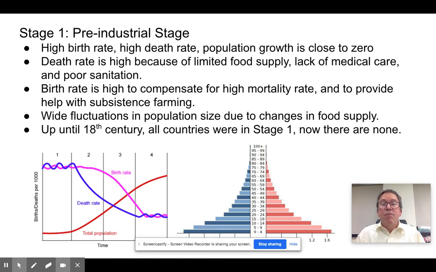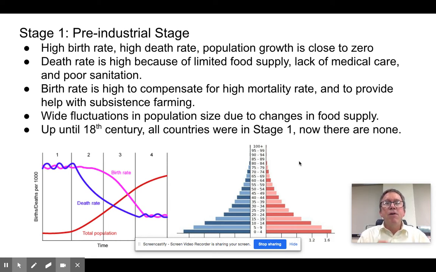Because people get sick and people are hungry, they die pretty fast. And to compensate for that, people have lots of babies because they need to have children around to help them in order to do subsistence farming. So usually cultures that are at this point, and there aren't any on the planet currently, it's all about subsistence farming. Your family grows food on a plot of land, and that's what's going to keep you going. There are still parts of the world that are in this state, but not many. They've been able to push through this a little bit.